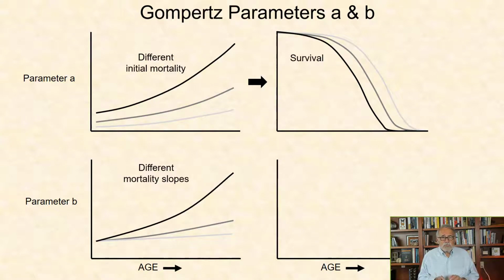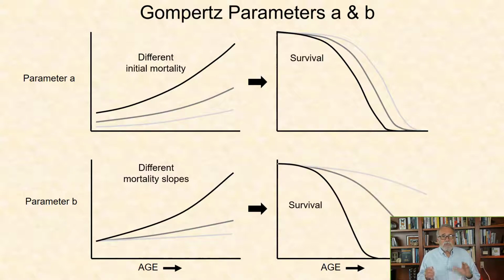We see in the survival differences that the different values of the B parameter that controls the rate of increase in mortality have much greater impact on survival with, for example, the lowest survival in the black line and the highest survival to the right with the gray line. Clearly, similar changes in the magnitude of each of these two parameters, A and B, have substantially different survival outcomes. Changes in the former much less consequential than changes in the latter.